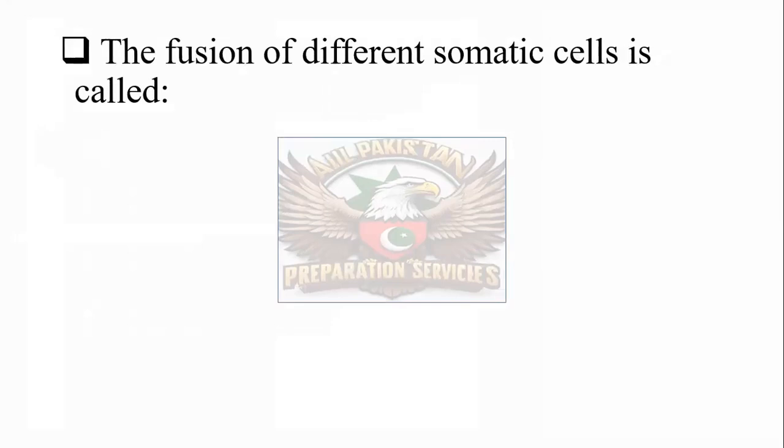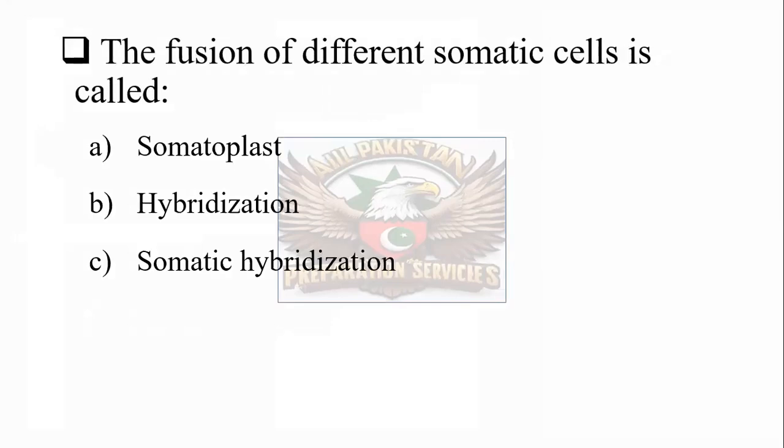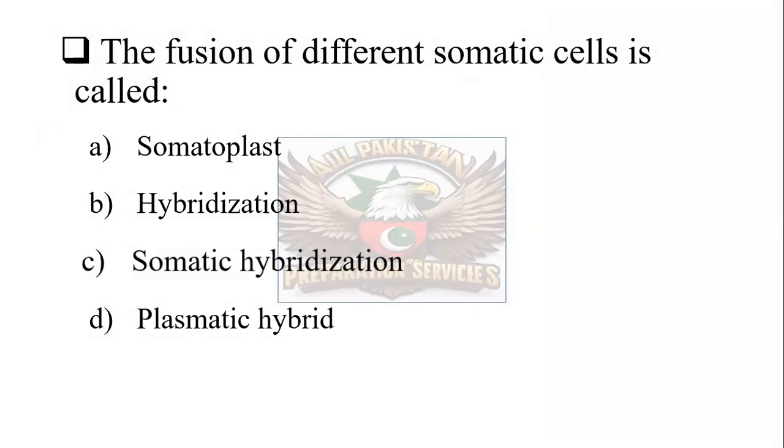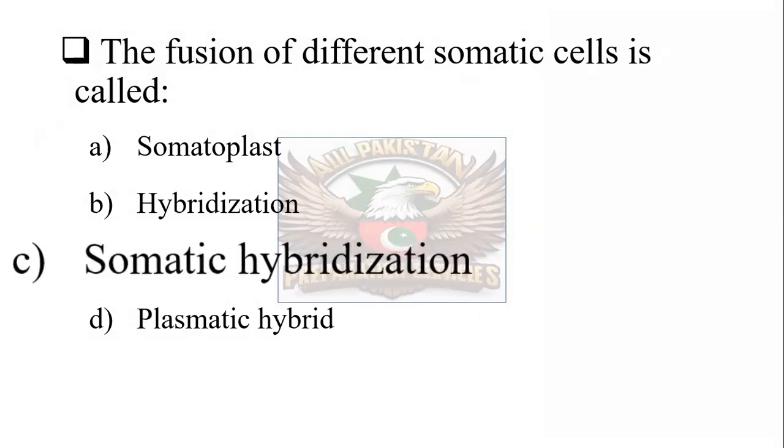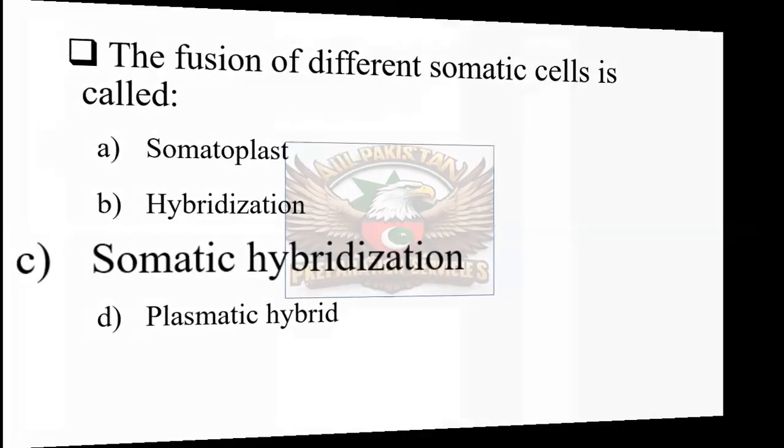The fusion of different somatic cells is called somatoblast hybridization, somatic hybridization, or plasmatic hybridization. And the correct one is somatic hybridization. The fusion of different somatic cells is called somatic hybridization.